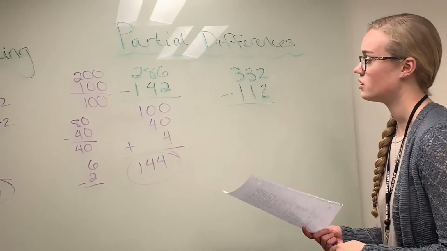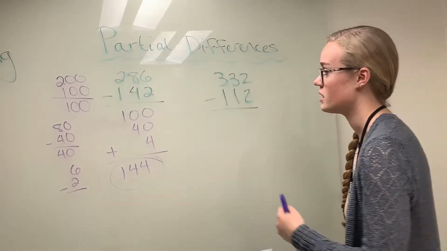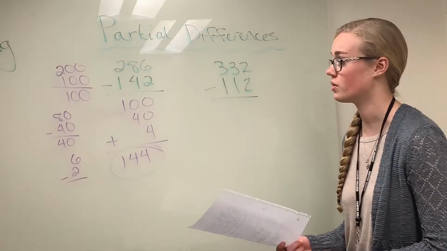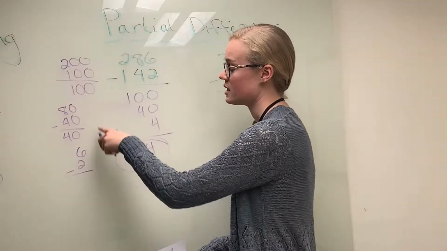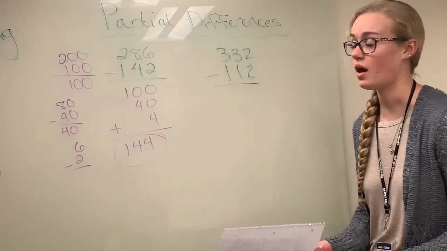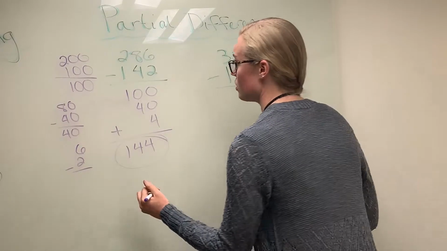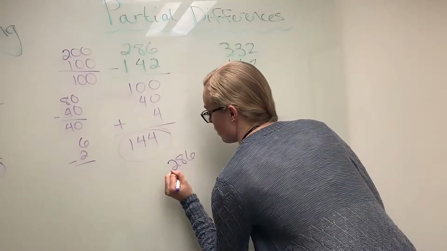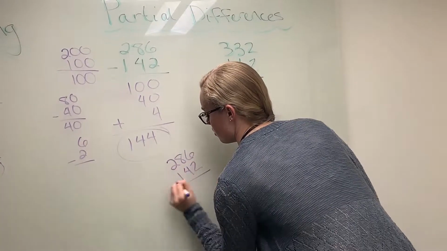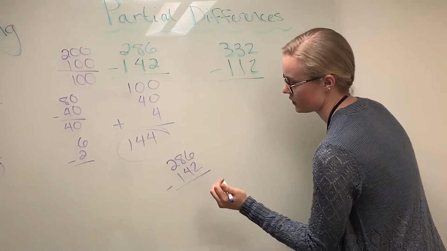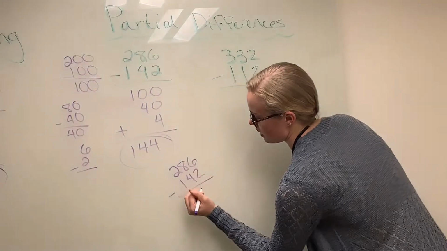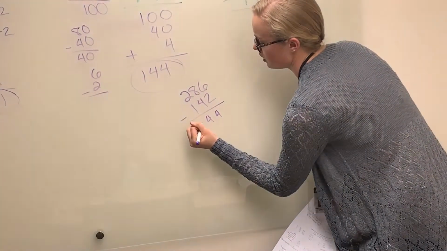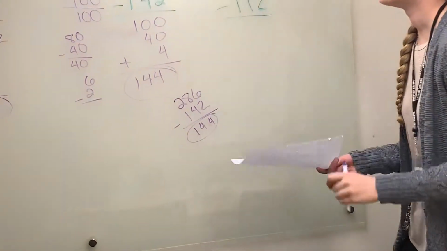A lot of children struggle with traditional algorithm because they're just looking at it as this one chunk. If you encourage your children to write it out and see all these different place values, it can be a lot easier. So if we checked this with traditional algorithm, 286 minus 142, it's kind of crooked. 6 minus 2 gives me 4, and 2 minus 1 gives me 144.